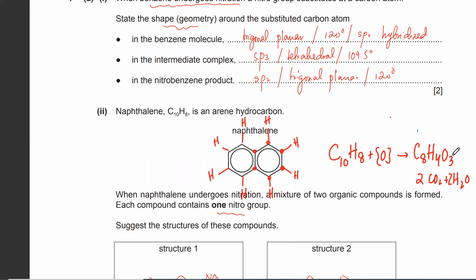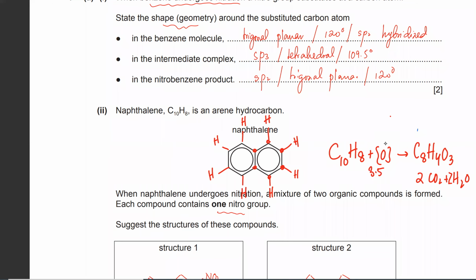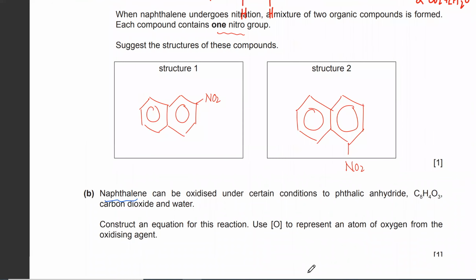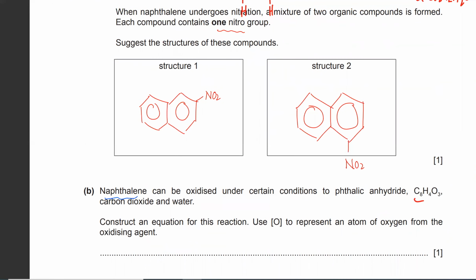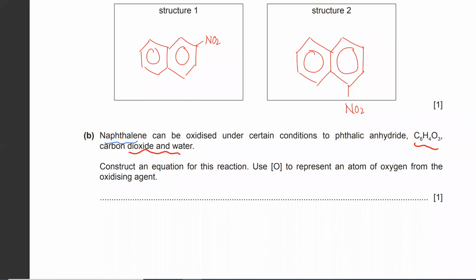So oxygens, how many oxygens total? You've got 3 over here and 2 over here and 2 over here as well. That's 4 plus 3, 7 oxygens. So this would be 3.5 O2 or 7 over 2 O2, right? Is that clear? Is this clear? Okay, they pretty much gave you everything there was in the equation. They gave us the products. So that's 1 mark.